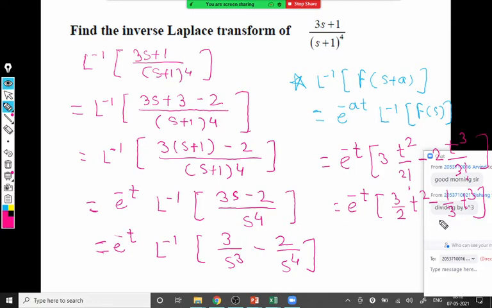Is equal to e raised to minus t, 3 by 2 t square minus 1 by 3 t cube. That is the final answer.